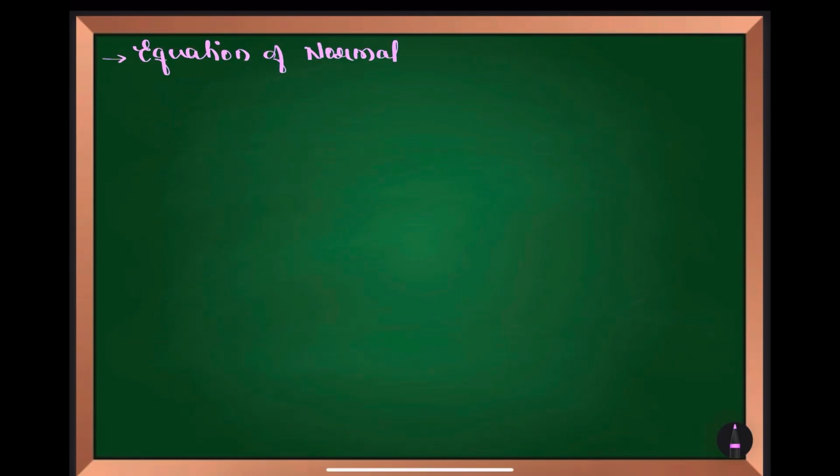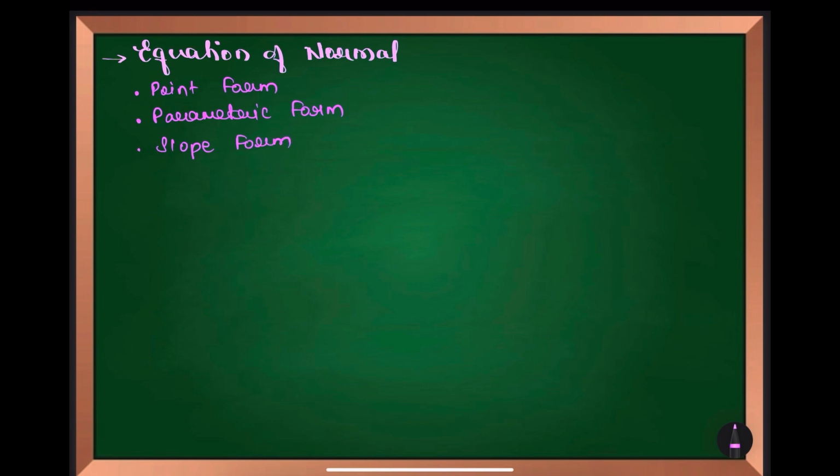Okay, so we have this situation, equation of normal. We will have point form, which means they will give you a point and you have to write down the equation of normal. Then parametric form means you have to assume a point on the curve and then write down the equation of normal. Then slope form.